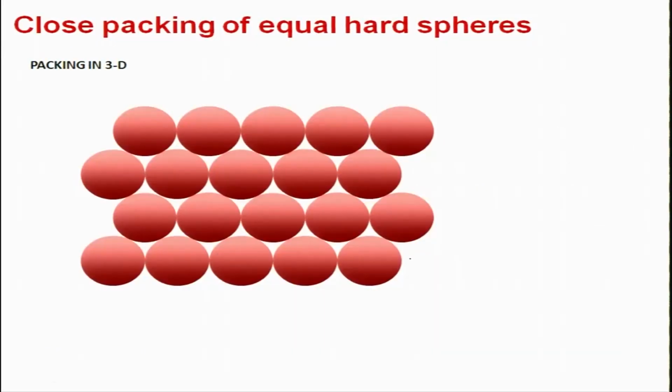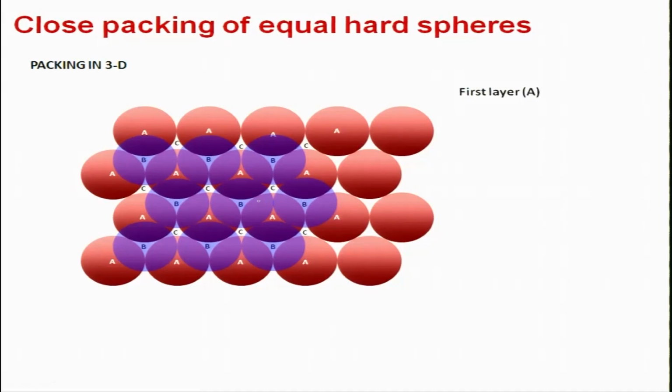So, look at the close packing of equal sized hard spheres in 3D. This is the first layer, which I depict by A. Then I have a second layer which can go on top of B or on top of C. Let us say I manage to put it on top of B. The third layer can go either on top of A or on top of C.